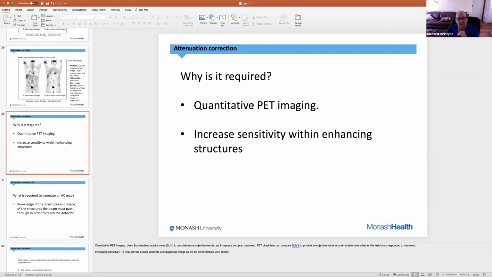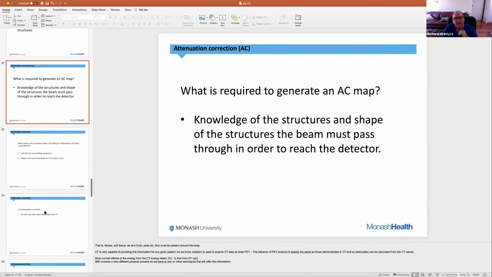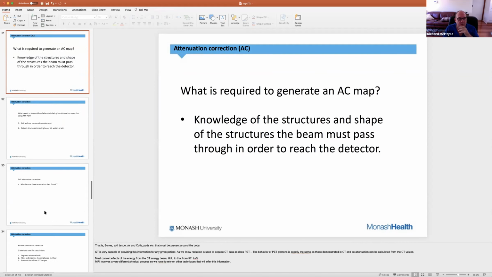We can get quantitative PET imaging, as we said. We can work out the value of what's being emitted. And we can also increase the sensitivity with enhancing structures, using attenuation correction. So how do we get that? How do we know what structures are around it?